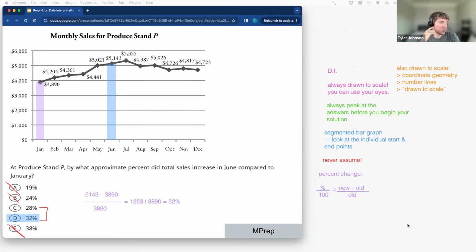Here is a question type I see a lot on the GRE. It's something we haven't talked about yet. So let's take a look.